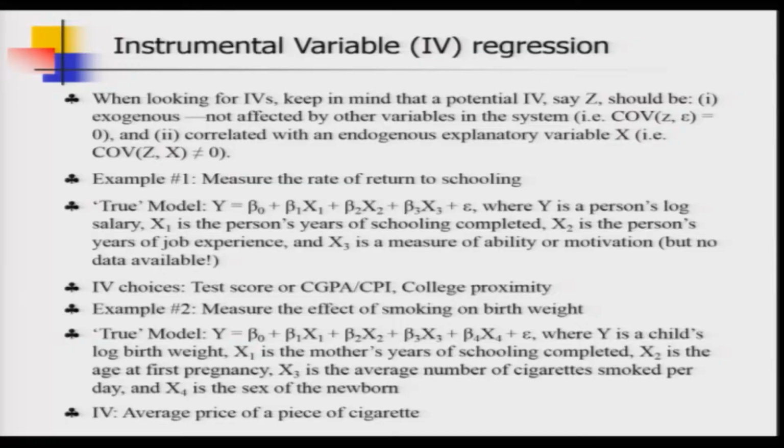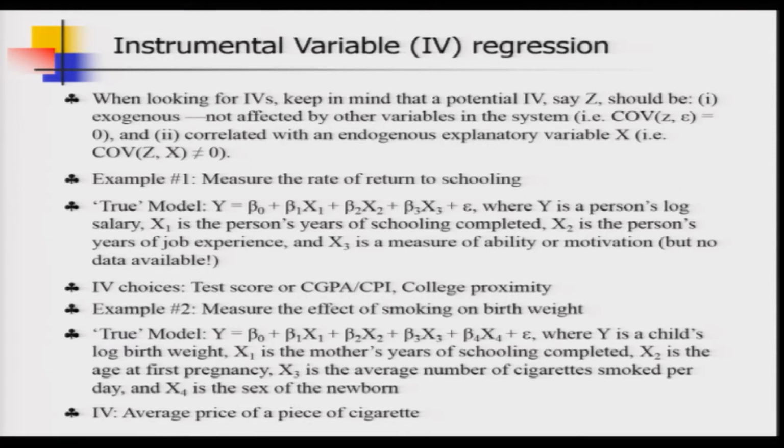So, with this applied motivation, let us have a look at a very simple hypothetical case where we are going to discuss the omitted variable bias problem first, and then we are going to propose some IV. So, suppose there is a true model to figure out the rate of return to schooling. The model has three explanatory variables, and y is basically a person's log salary, and x1 is the person's years of schooling completed.